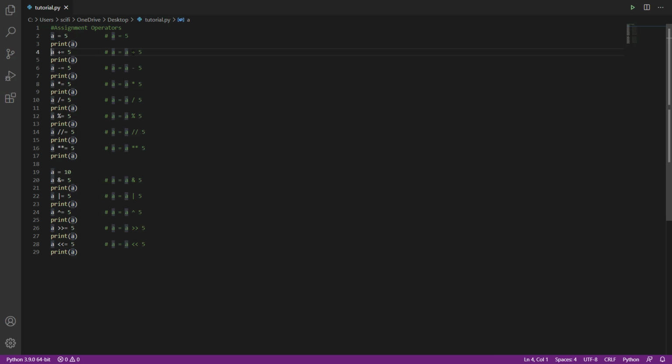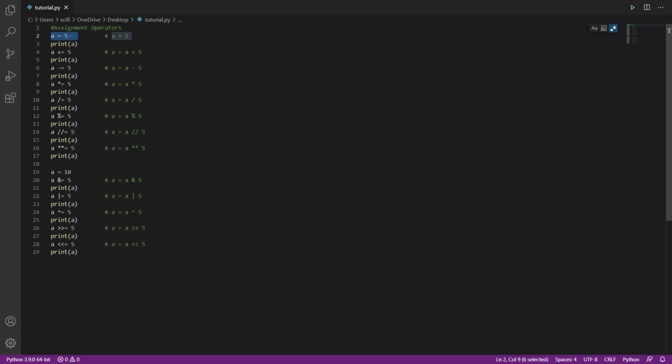So this is equivalent to a plus 5, right? And then a minus equals to 5. Again, a equals a minus 5. This is equal to this. Then again, a multiply equals to 5. That means a equals a multiply 5. Similarly, a division equals to 5, a equals a division 5.